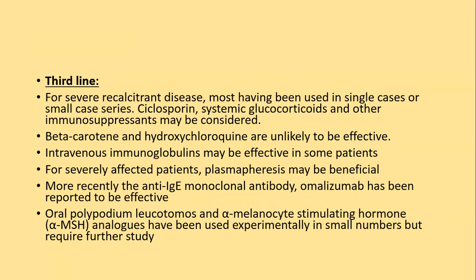Third line agents for severe recalcitrant disease, which have been used in single cases or small case series, include cyclosporin, systemic glucocorticoids, and other immunosuppressives. Beta-carotene and hydroxychloroquine are unlikely to be effective. Intravenous immunoglobulin may be effective in some patients. For severely affected patients, plasmapheresis may be beneficial. More recently, the anti-IgE monoclonal antibody omalizumab has been reported to be effective.